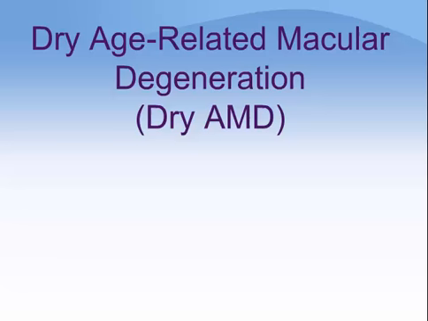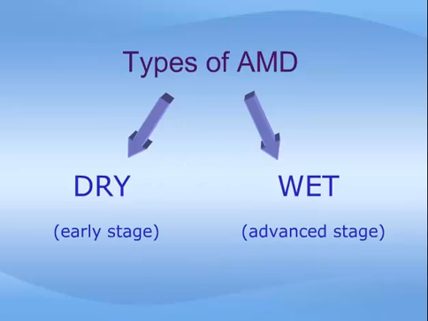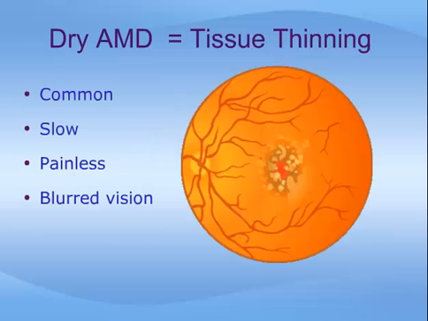It affects the retina at the back of your eye, and more specifically, an area of the retina called the macula. There are two types of AMD: dry AMD, or early stage, and wet AMD, or advanced stage. Dry AMD is common, accounting for about 90% of cases. It is a slow, painless thinning of the retina. As the delicate tissue of the retina breaks down, the cells needed for vision stop working well. As a result, vision is blurred.